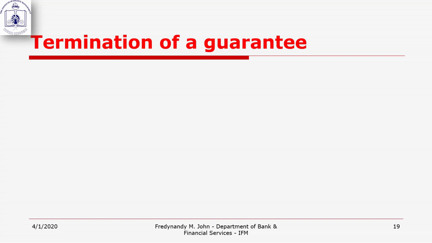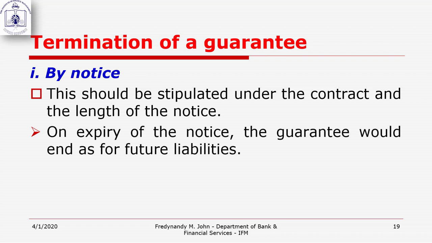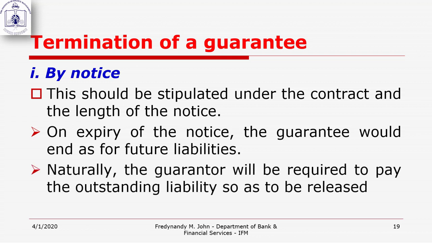Now, let's conclude our presentation by discussing the termination of guarantee. Now, termination of guarantee can be, number 1, by notice. If the termination can be by notice, it means that this first needs to be stipulated under the contract, and the length of the notice needs to be known. That is to say, on the expiration of that particular notice, the guarantee will no longer guarantee future liabilities or future debts. However, the guarantor will be required to pay the outstanding liabilities before he could be released.